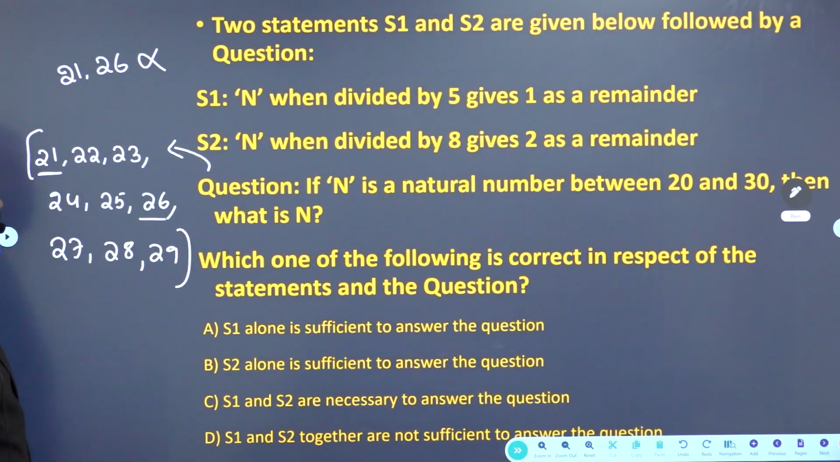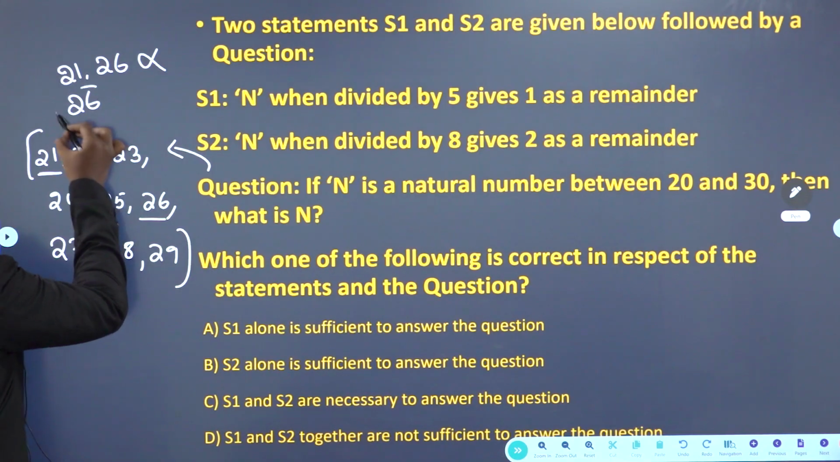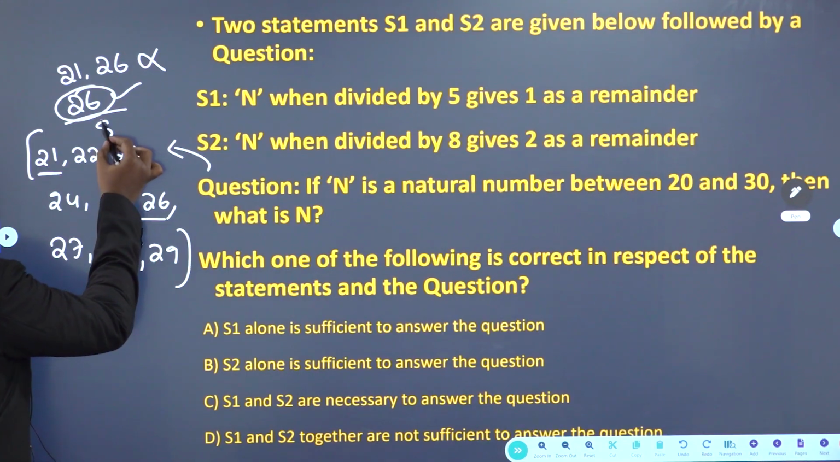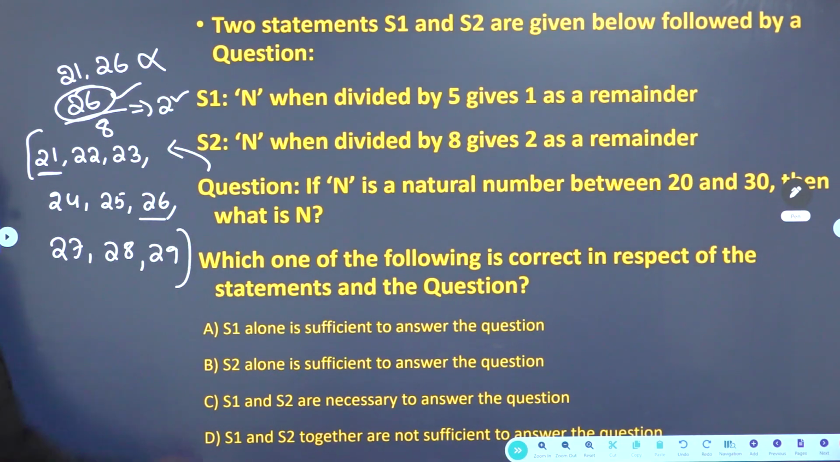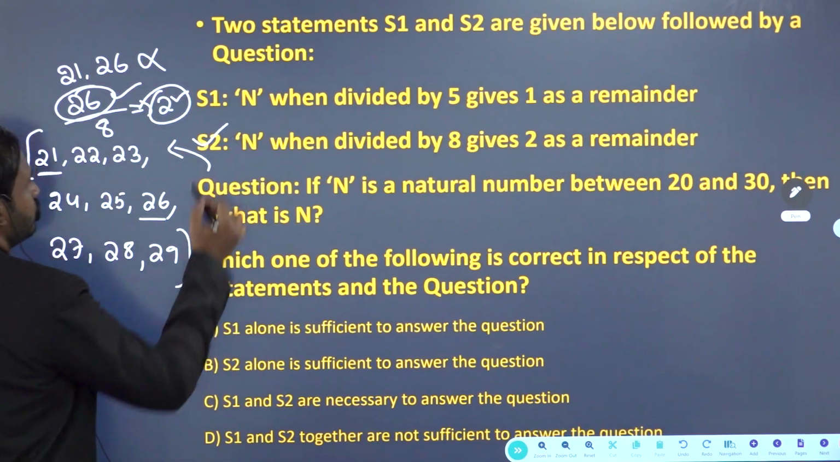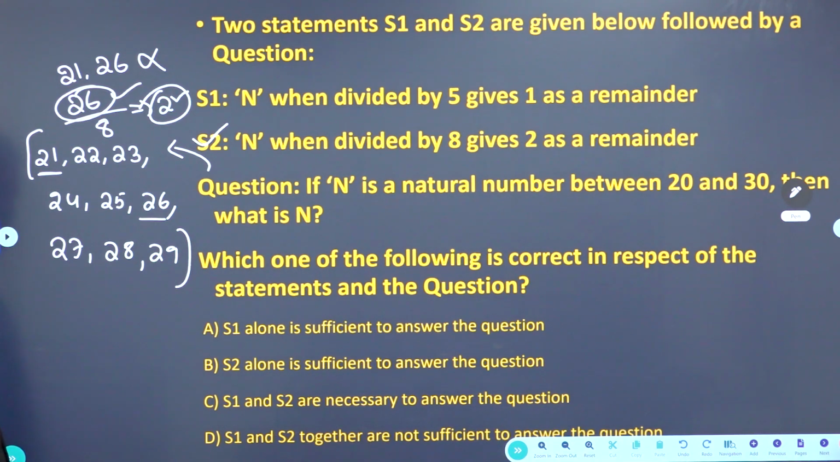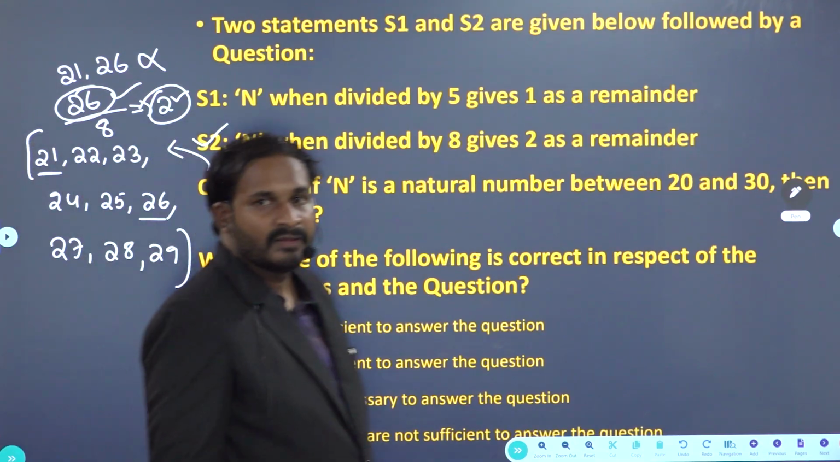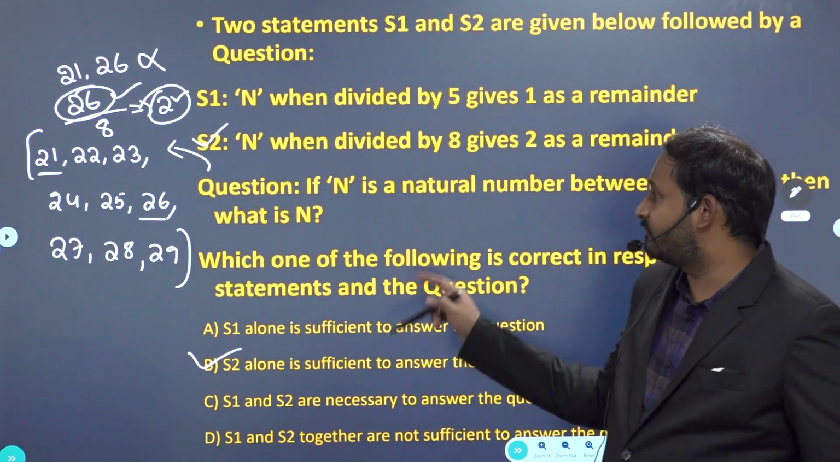Next, statement 2. N when divided by 8 gives 2 as a remainder. So, what is the only number which is possible for us? In this case, 26. When 26 is divided by 8, the remainder I will get is 2. So that means by using statement 2 alone, I can tell my answer. So statement 2 alone is sufficient to answer the question. Why? Because by using statement 2, I can tell a fixed number for n.